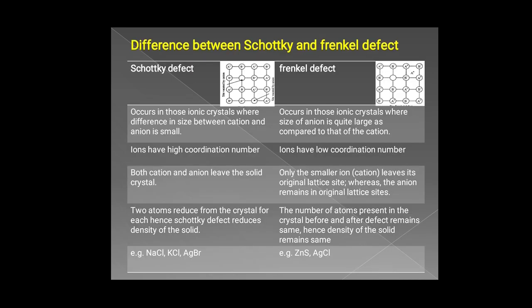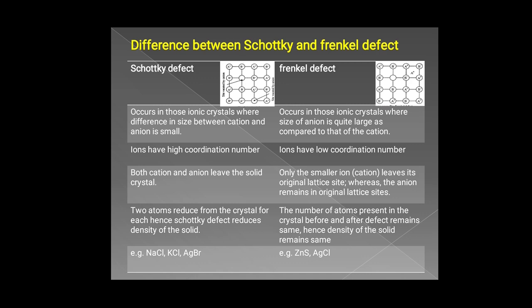If we compare the Schottky defect and Frankel defect, this you can see with the help of diagram as well over here. Here a cation is missing and an anion is missing. Both are missing at the same time. While in the Frankel defect, just this cation is changing its position, and that is taking any of the interstitial space in the same crystal, so that the ratio of cation to anion remains the same in both the defects, that is Schottky defect and Frankel defect. If we see the difference, Schottky defect occurs in those ionic crystals where the difference in size between cation and anion is small.